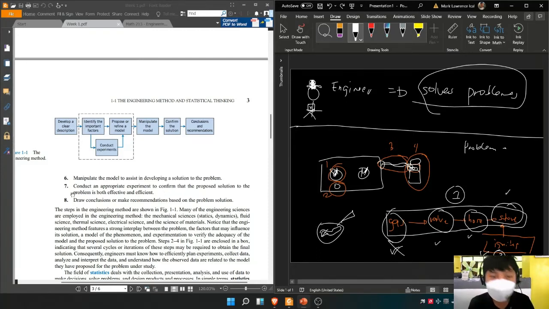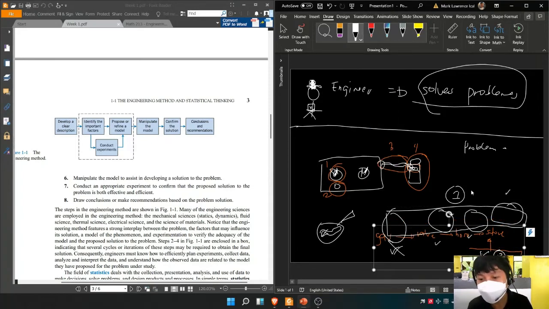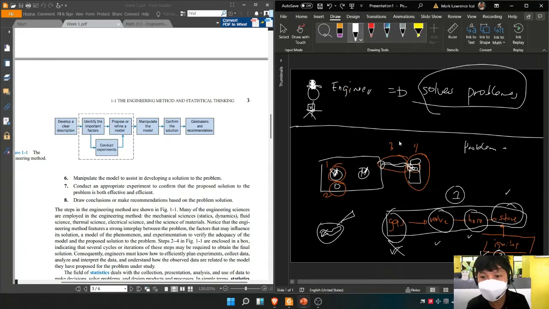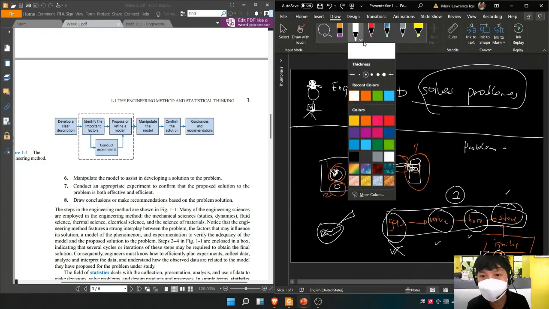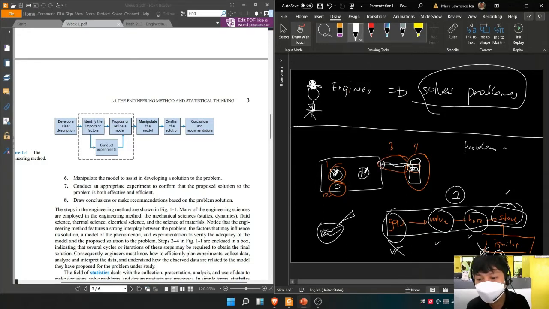And then we already conducted number 7, which is conduct an appropriate experiment. And then number 8 is draw conclusions. So the solution is, let's say that the problem is the igniter. Let's say that the igniter is not working. So what would be the solution? Of course, the solution is to replace the igniter. Plain and simple. Or if you can't use an igniter, use a posporo or match. Use a match. So that's it. So this is basically the model.